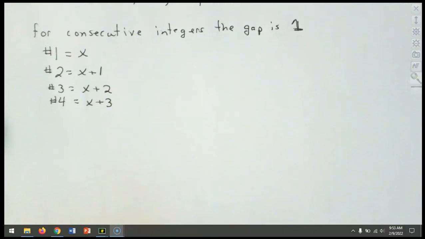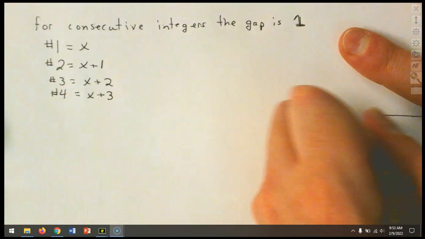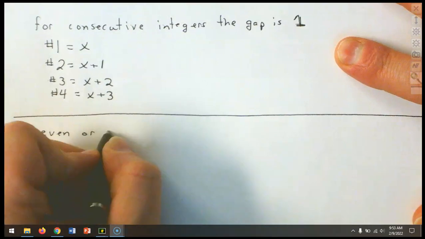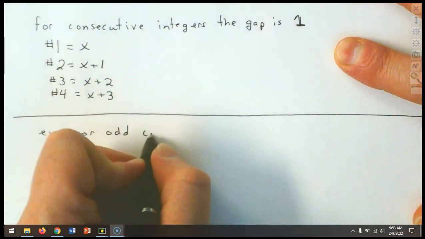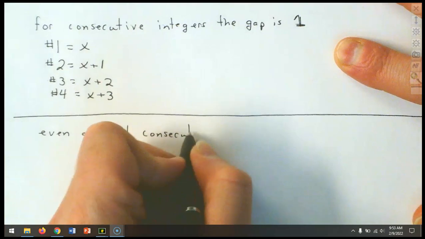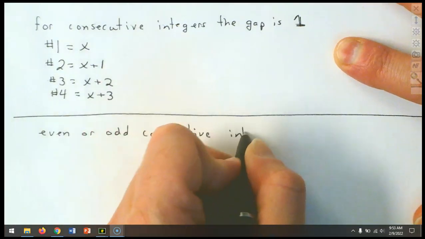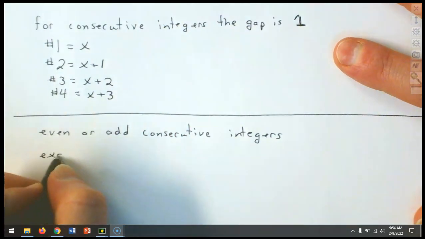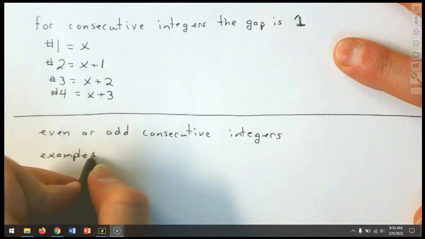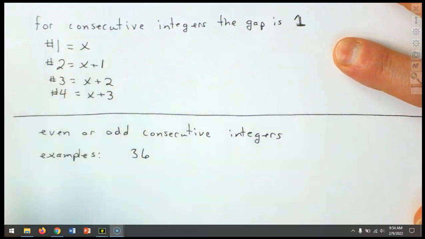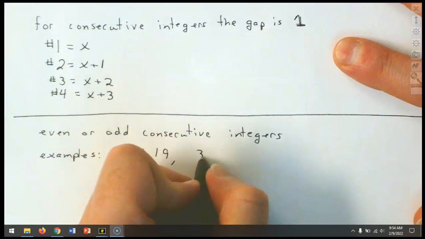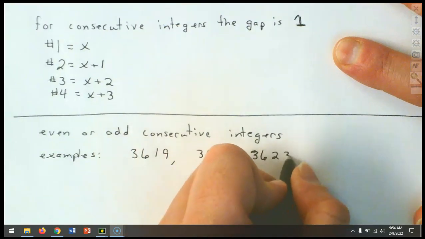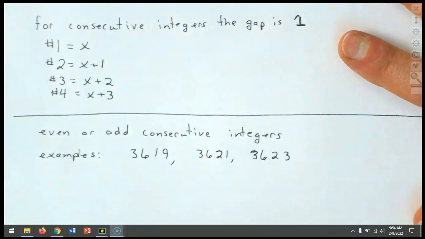Now what about even or odd? Well, they have a different gap. So even or odd consecutive integers. Well, what do they look like? Okay, these are like addresses. 3619, 3621, 3623. Those are odd numbers, right? Addresses.